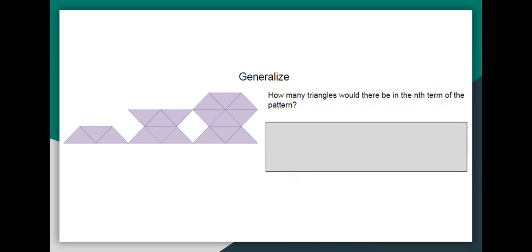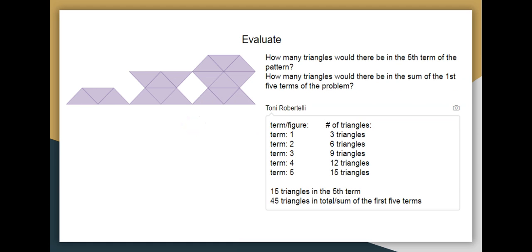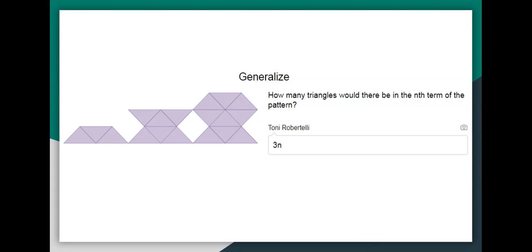Before we go on, how many would be in the nth term? If we look at this pattern, it goes 3, 6, 9, 12, 15. They're all increasing by 3 each time. So it is just going to be 3 times n. 3 times the first position, there were 3 triangles. 3 times the fifth position, there were 15 triangles.